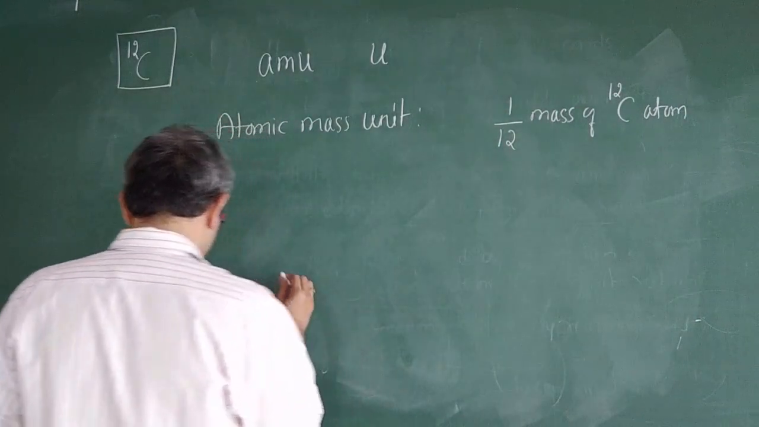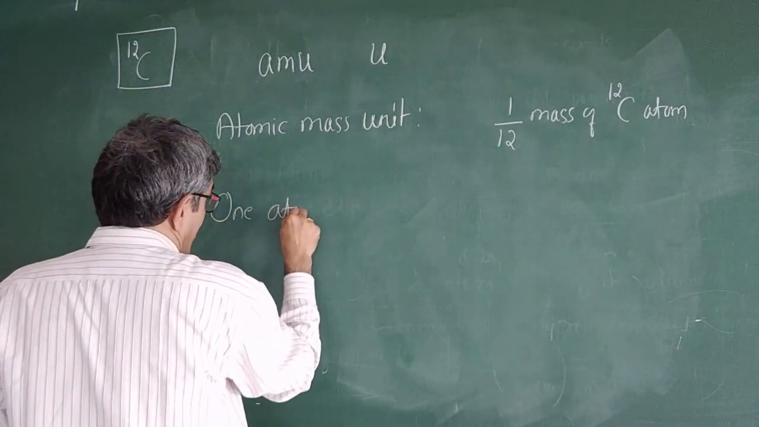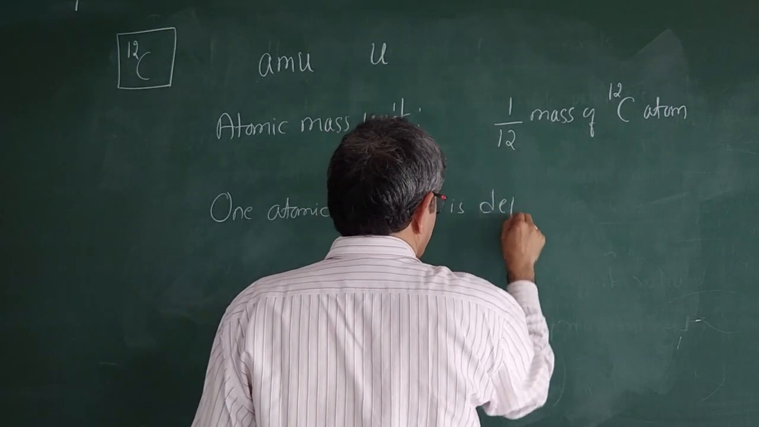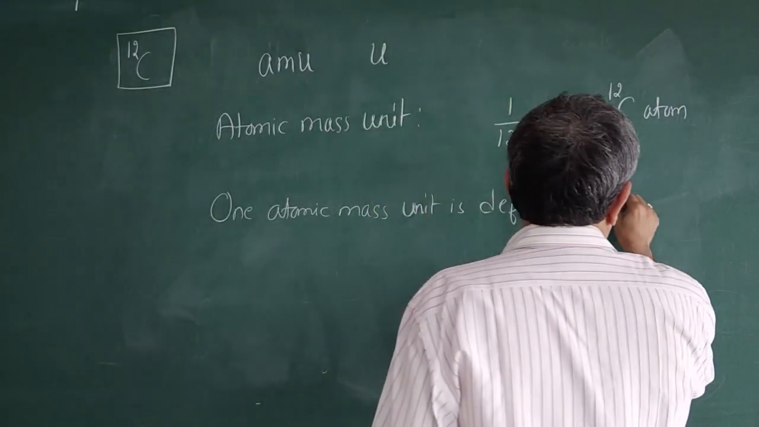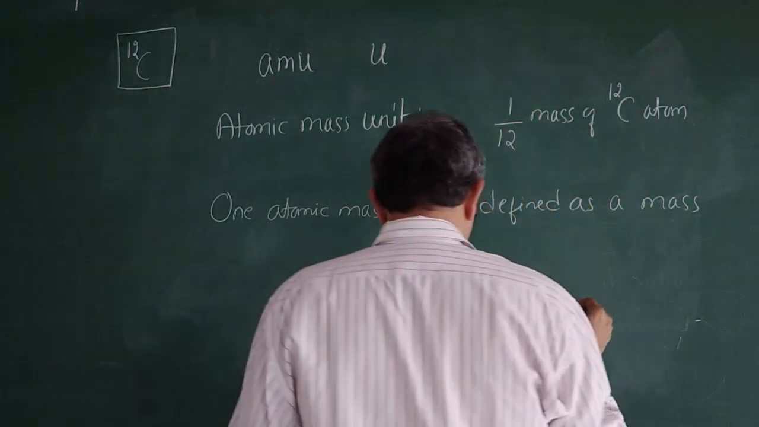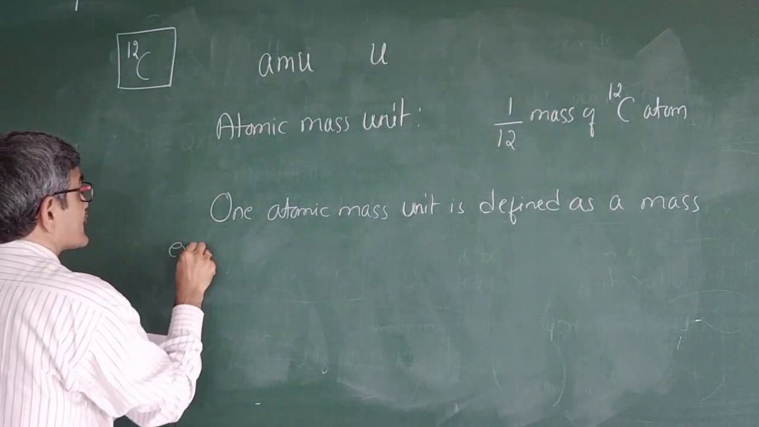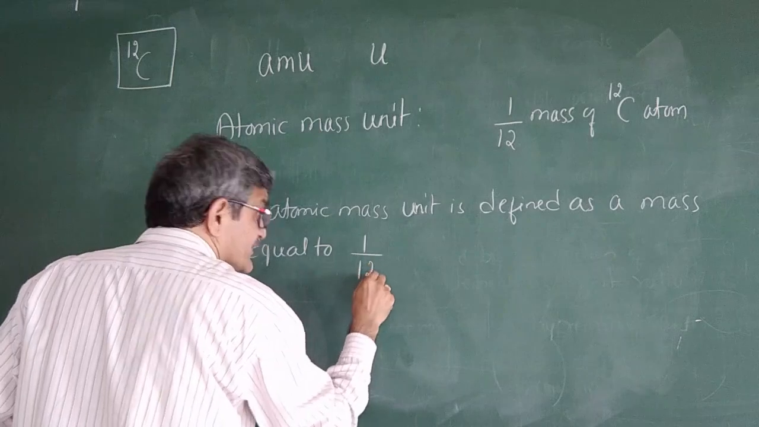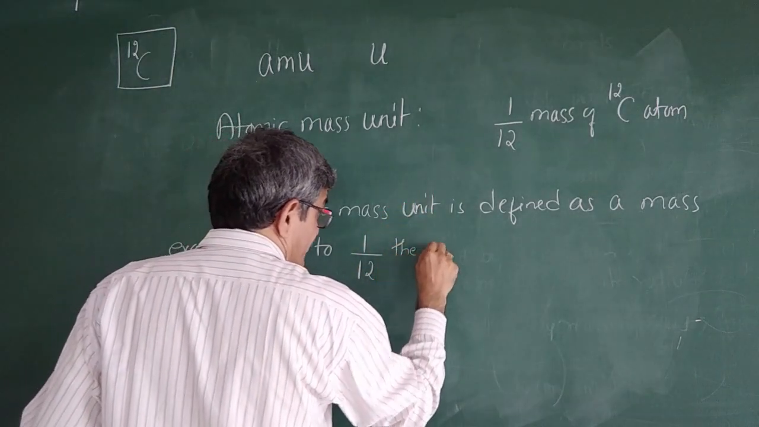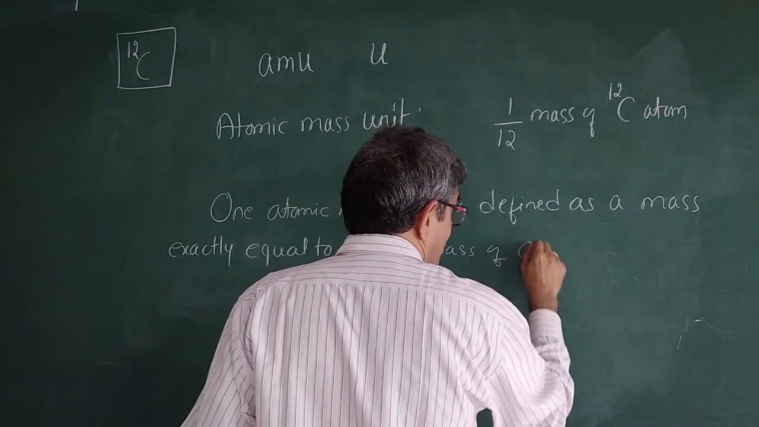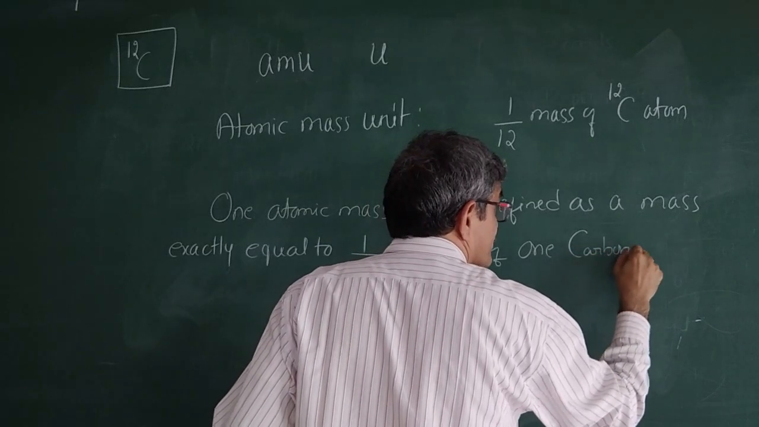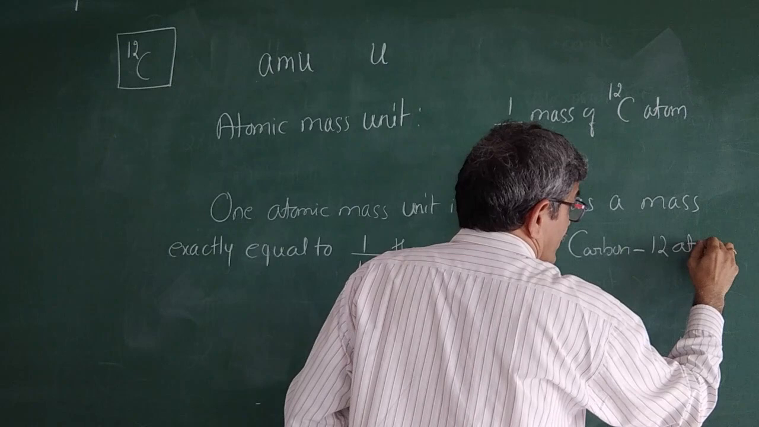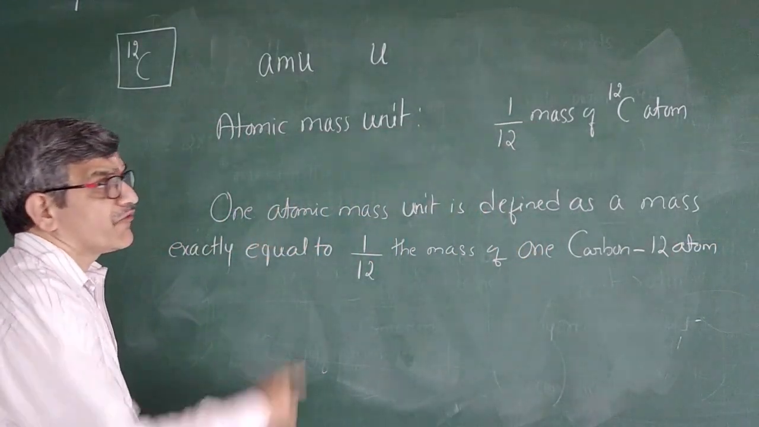Write the definition here: 1 atomic mass unit is defined as a mass exactly equal to 1/12 the mass of one carbon 12 atom. So this is 1 atomic mass unit.